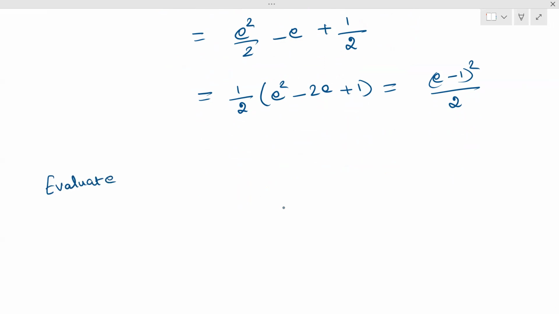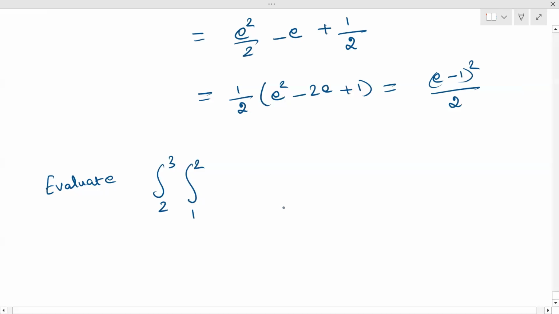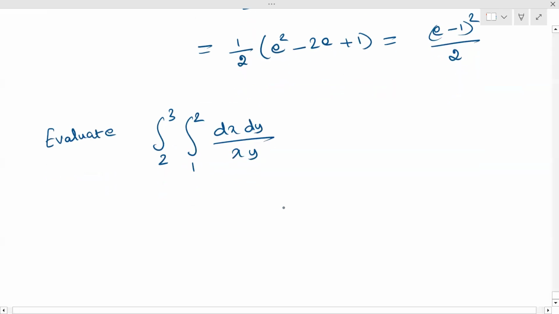Evaluate the integral from 2 to 3, 1 to 2, dx dy by xy. See here, the limits are constant. First, what is the inner integration? The inner integration is with respect to x. We are treating y as a constant, the other variable y is a constant.